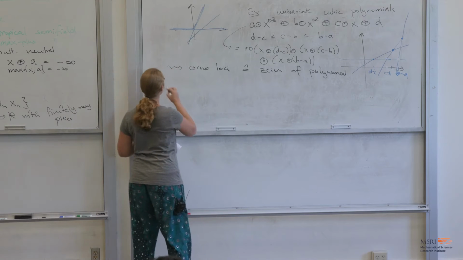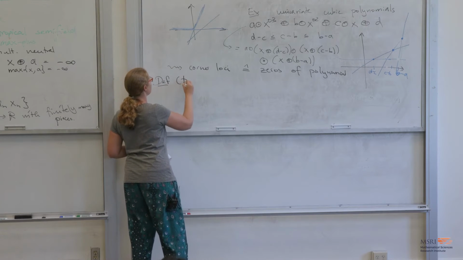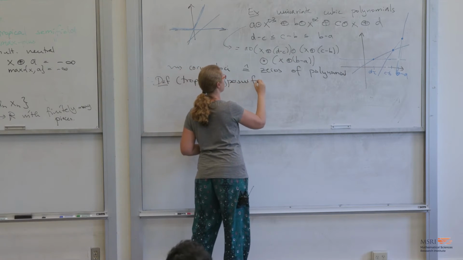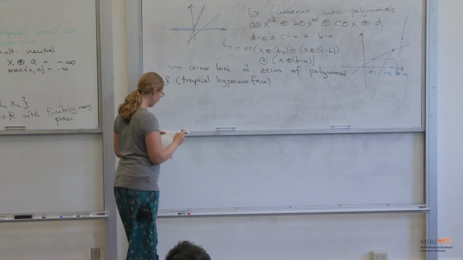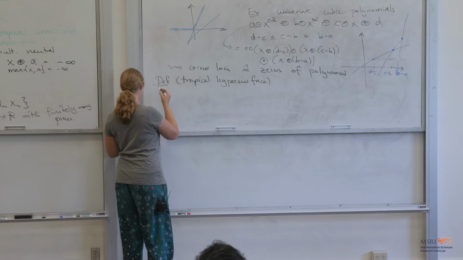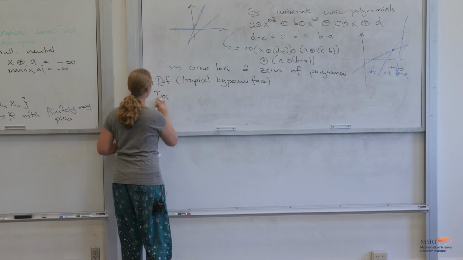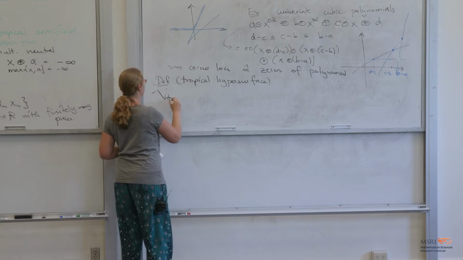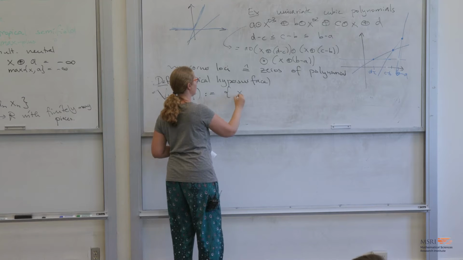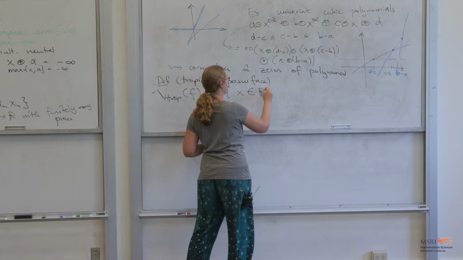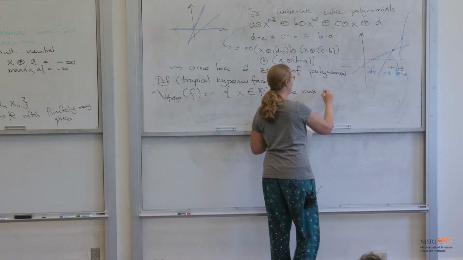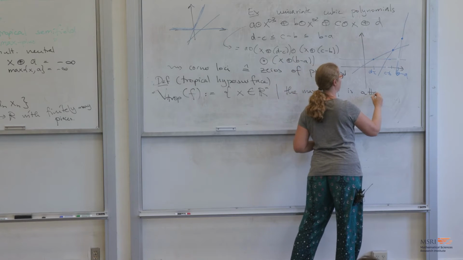And so I'll define tropical hypersurfaces. I call it V-trop of a tropical polynomial f, and that is defined to be the set of all x in R to the n, such that the max in f is attained at least twice.